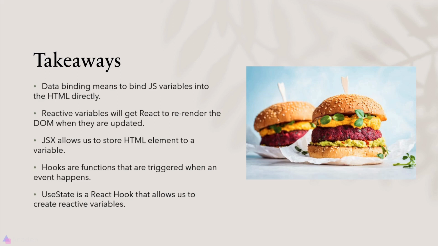Alright, key takeaways for this lesson. Data binding means to bind JavaScript variables into the HTML directly. Reactive variables will get React to re-render the DOM when they are updated, and JSX allows us to store HTML elements to a variable. Hooks are functions that are triggered when an event happens, and the useState function is a React hook that allows us to create reactive variables.